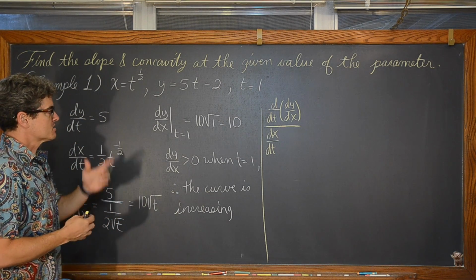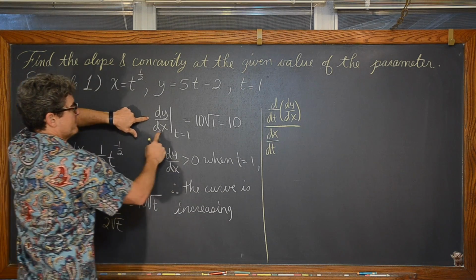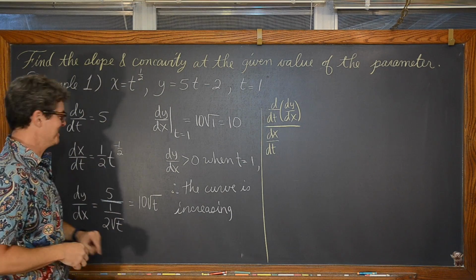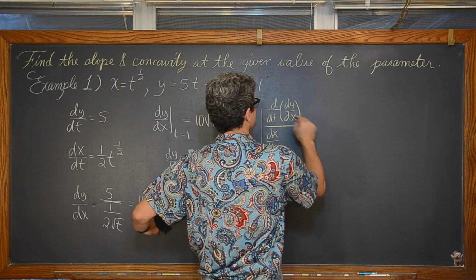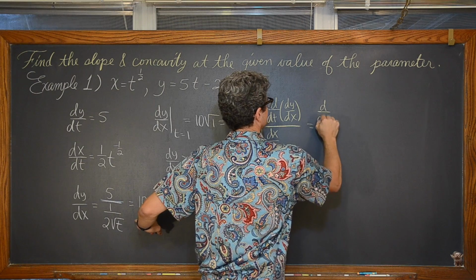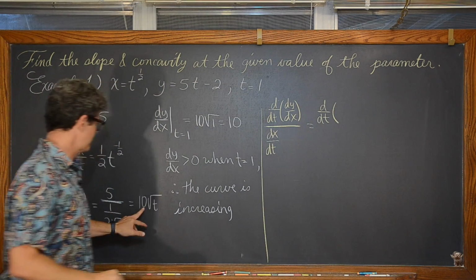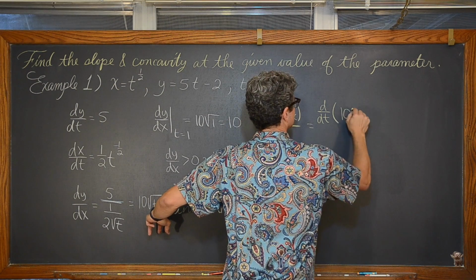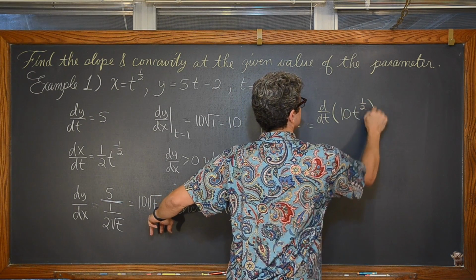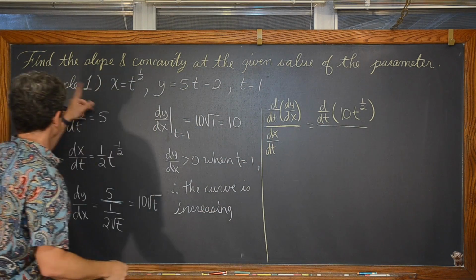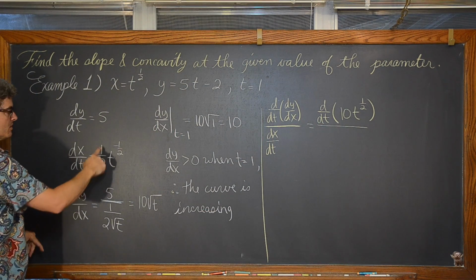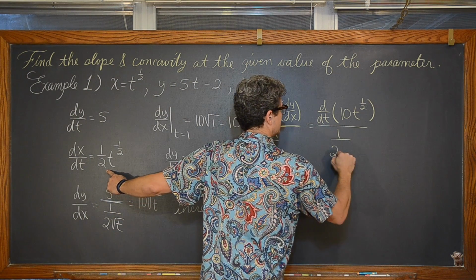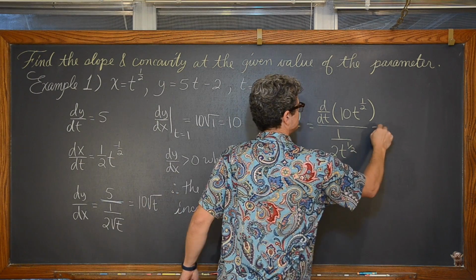Our first derivative is in terms of t. So we're going to do the derivative with respect to t of 10 times t to the 1/2, because I don't like working with derivatives with radical notation. Over dx dt. Now where was that? Dx dt is our 1 over 2 times t to the 1/2 power.